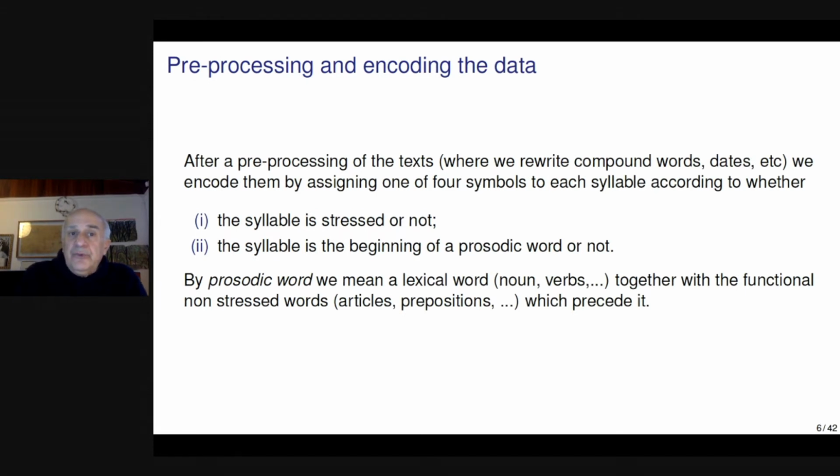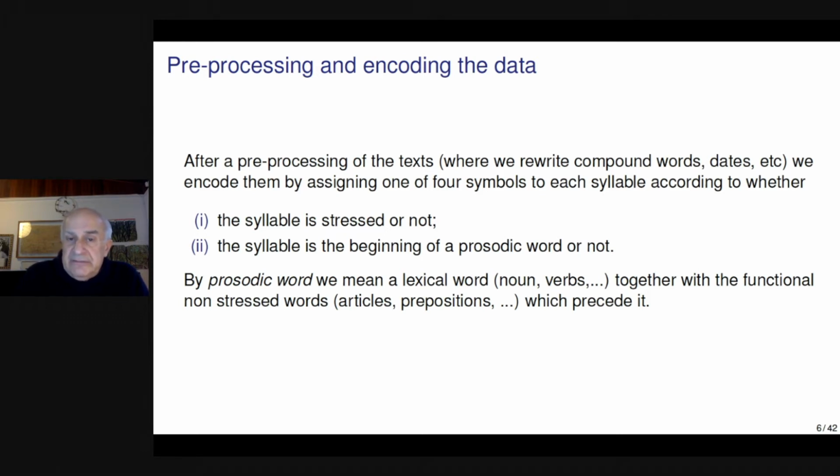Now, how do we encode the data? Well, we start by pre-processing the text, where we join compound words and eliminate or rewrite certain items. This is done in an automatic way. We encode the text by assigning one of 4 symbols to each syllable, according to whether the syllable is stressed or not, and here by stress, I mean the main stress of the word, and whether the syllable is the beginning of a prosodic word or not.